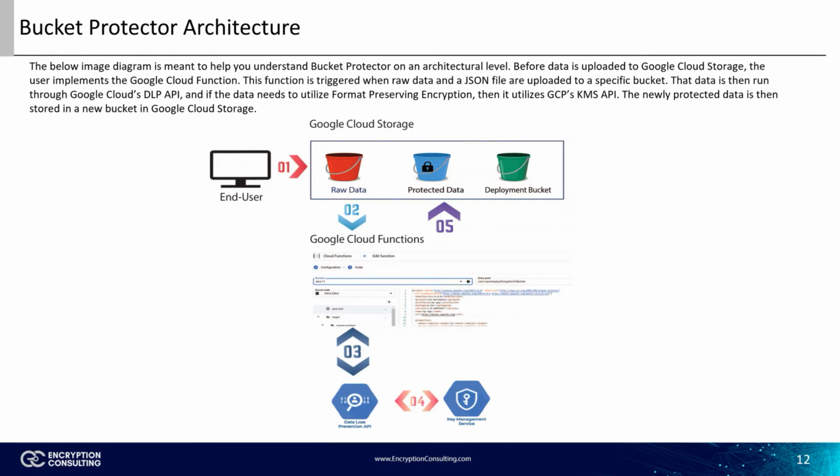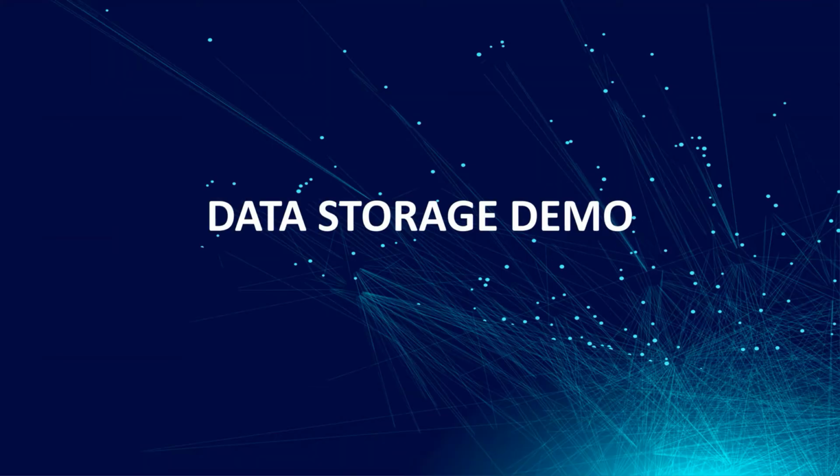These methods are then sent to the DLP API, and the sensitive data is guarded. If FPE is utilized, then the DLP API works with the KMS API to utilize keys for encryption. Once the data is fully protected, it is placed into the protected data bucket. To understand Bucket Protector better, I'll give you a short demonstration of it in the case of data migration.